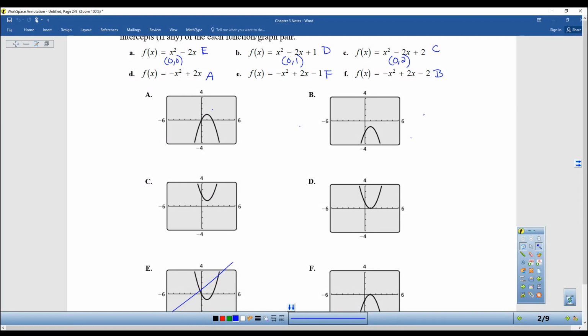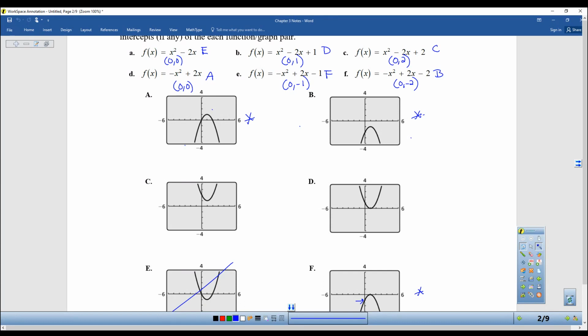The next three have to be either A, because all three are going down, or F, or B. But notice their y-intercepts again. 0, 0. So which one goes through 0, 0? A does. This one is 0, negative 1. Where's that one? That's 0, negative 2. There's 0, negative 1 right there. So that one's going to be F. And then this one has a y-intercept of 0, negative 2. So that's how I figured them out.